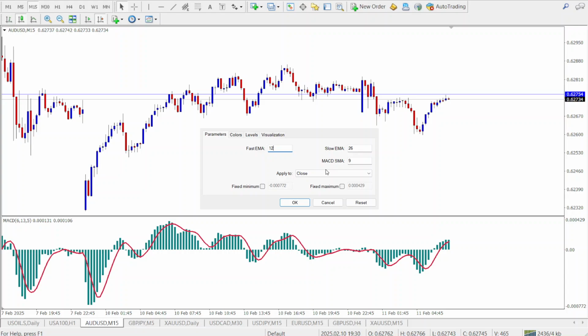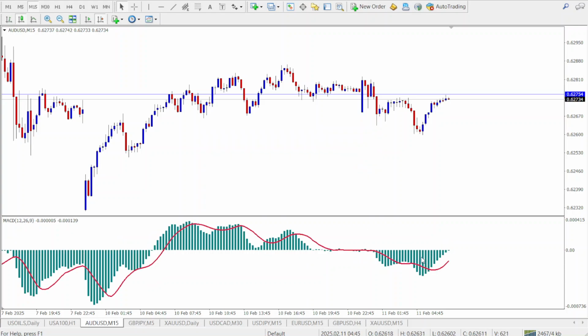Then we have the signal line, which is the 9 period of the MACD line. When the MACD line crosses above the signal line, it's a bullish signal, and when it crosses below, it's bearish. Finally, we have the histogram bars. This represents the difference between the MACD line and the signal line. If the histogram is growing, momentum is strong. If it starts to shrink, momentum is fading. Understanding these components is key to using MACD effectively in day trading.